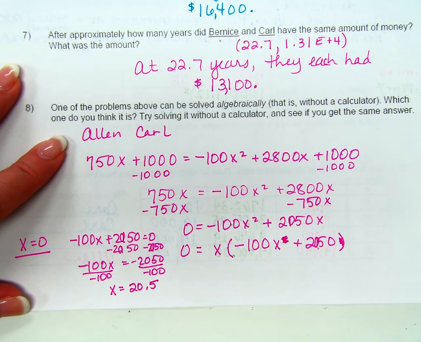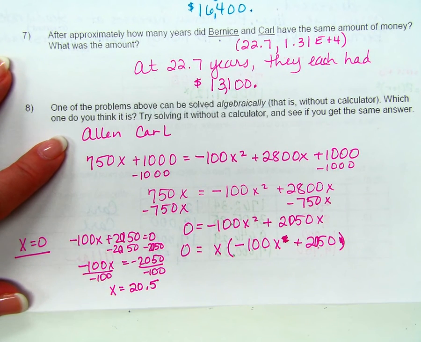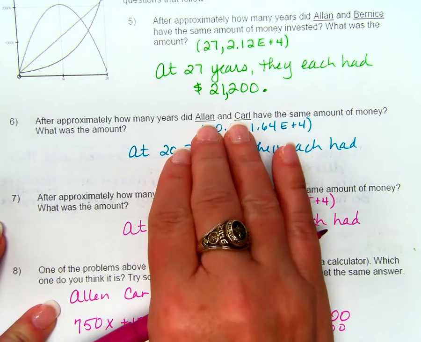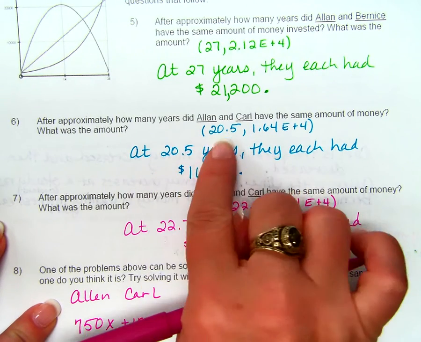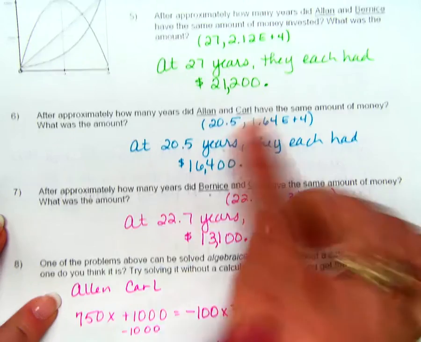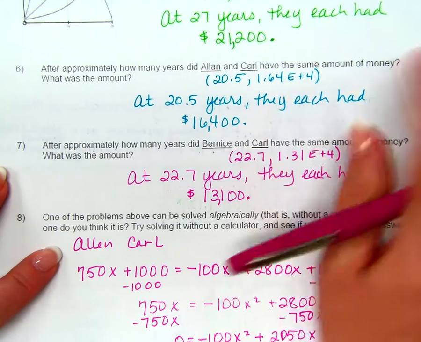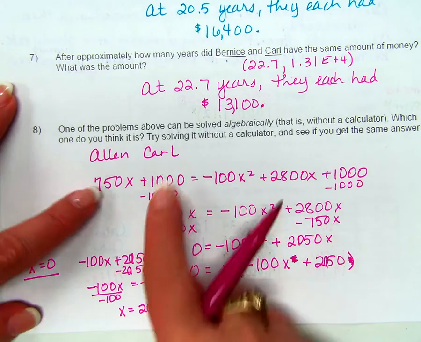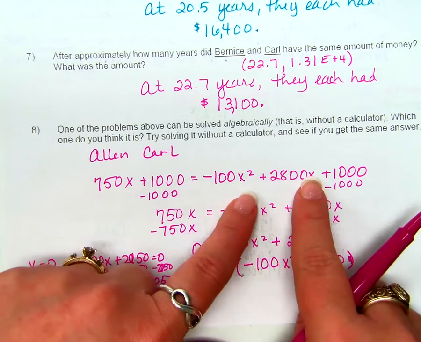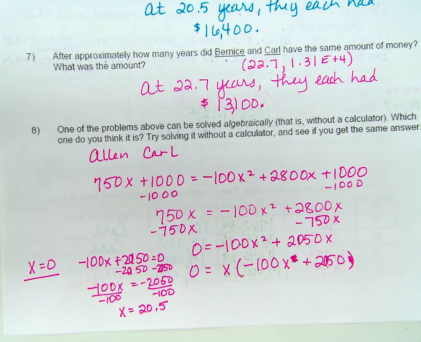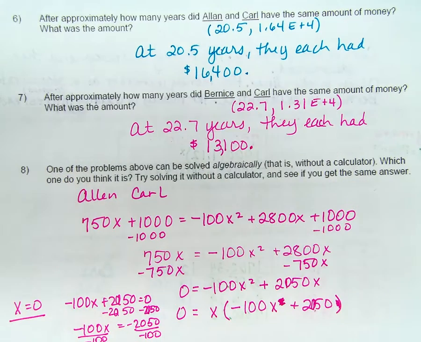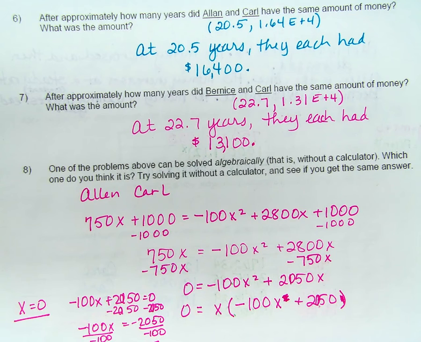20.5. So here's what's cool. Are you ready? Look back up here when we did Alan and Carl. What did we get our x value as? 20.5, so I know I did it right. How am I going to find the y value if I know the x is 20.5? Put it into this equation or that equation to figure out what y is. Does that make sense? Guess what it's going to be when you put it in? Yeah, 16,400. Okay? Got it?